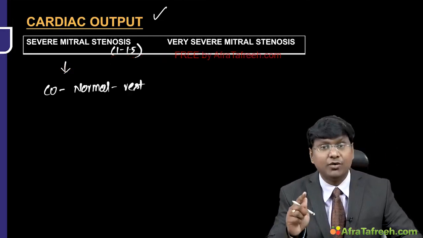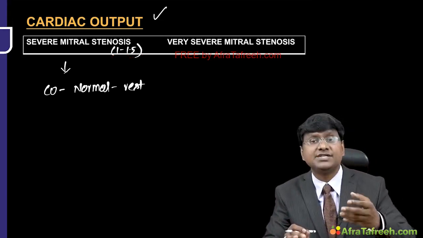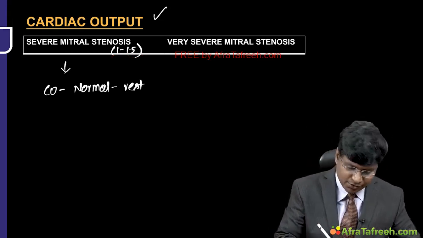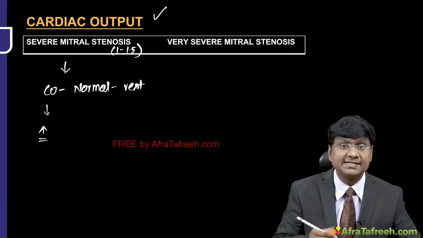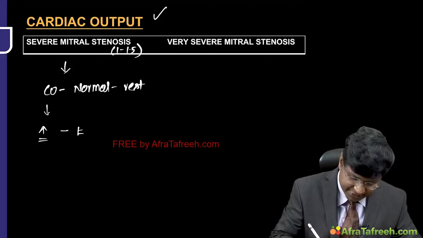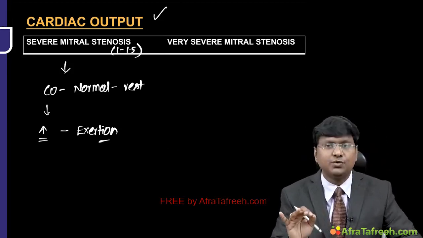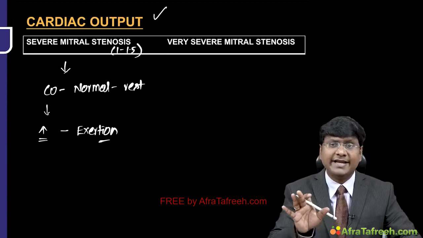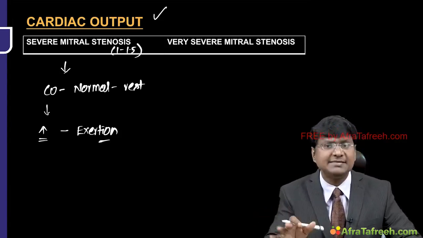Right, cardiac output will be normal at rest. Okay, and on exertion what happens? Right, so the cardiac output tries to increase subnormally during exertion. So that is the reason why in patients with severe mitral stenosis, when the valve area is around 1 to 1.5 centimeter square, the individual is hardly symptomatic. The individual remains almost asymptomatic.